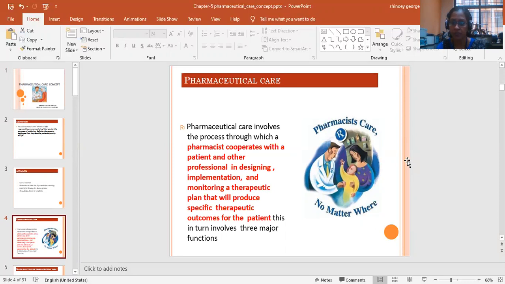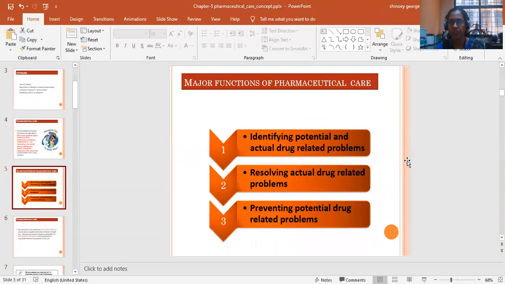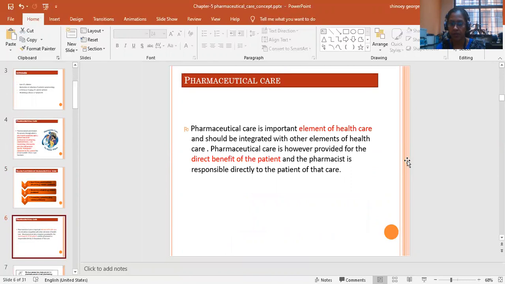In order to design this particular plan, three major functions have to be monitored: identifying the potential drug related problem, how this drug related problem can be resolved, and how to prevent the potential drug related problem. It is an important element of the healthcare team and should be integrated with other elements of healthcare. Pharmaceutical care mainly involves providing direct benefit to the patient, and since it is directly related to the patient, the pharmacist is the major person involved in providing it.